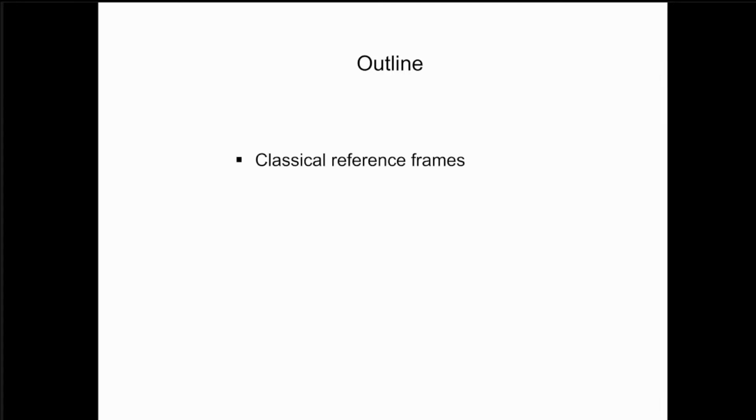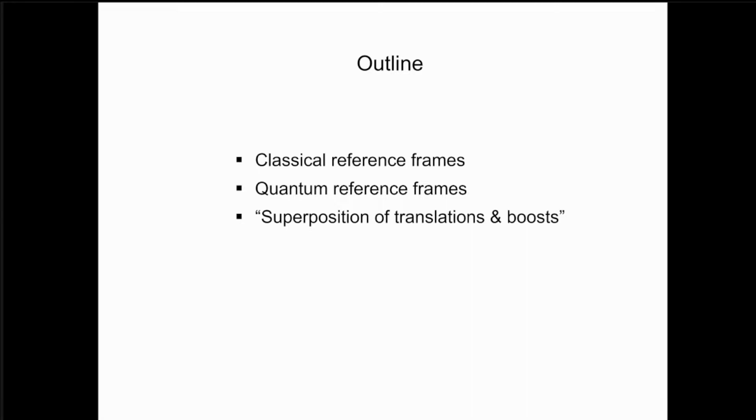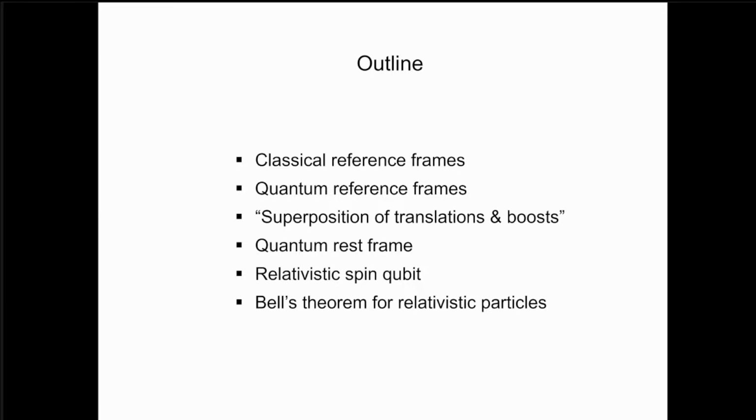I will first briefly remind you of classical reference frame transformations, and then I will introduce the notion of quantum reference frames and their transformations. And then I will talk about something which colloquially could be called superposition of translations and boosts. And then I take the notion of the quantum rest frame, and this will allow finally to address the initial problem of the relativistic spin qubit, and also to show that those particles, if entangled, can also maximally violate Bell's inequalities, hence showing that there is no loss of relevant resources for our quantum communication tasks. And finally, I will conclude.